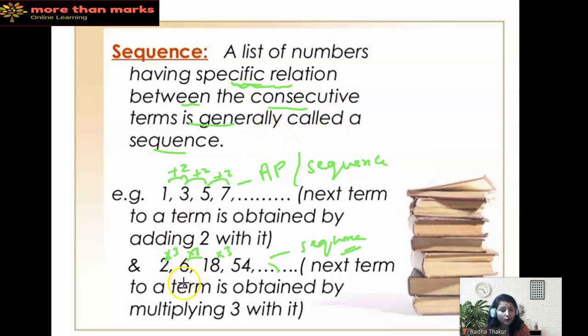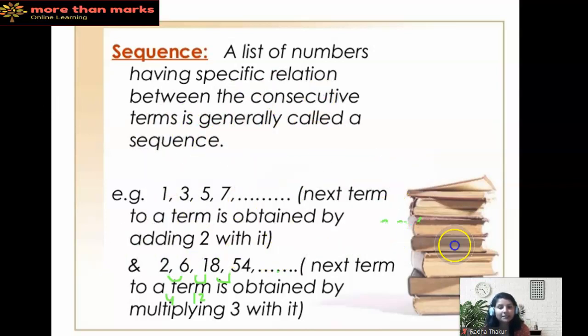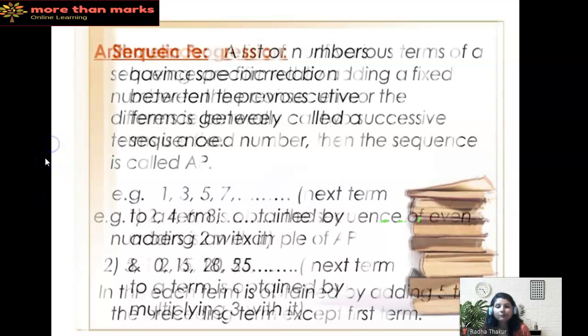But for AP, we need to check the difference. Is the difference the same? Here 6 minus 2, that is 4, the difference is 4. 18 minus 6, that is 12. So the difference is not the same in this case. So this is not an AP sequence. This is a simple sequence but not an AP sequence. Is it clear to you what the difference is between an AP sequence and a normal sequence? Right? Okay. Now, let's move to the next slide.